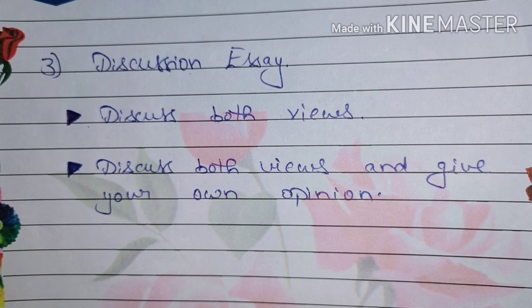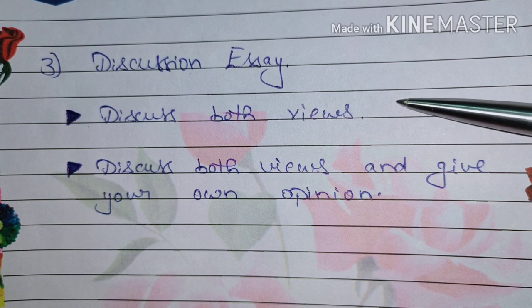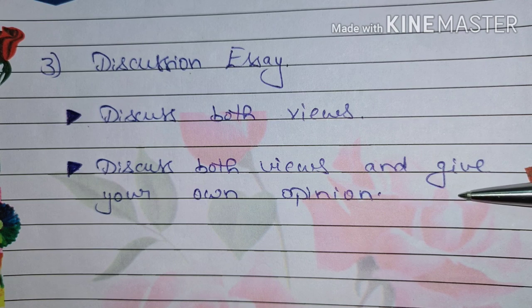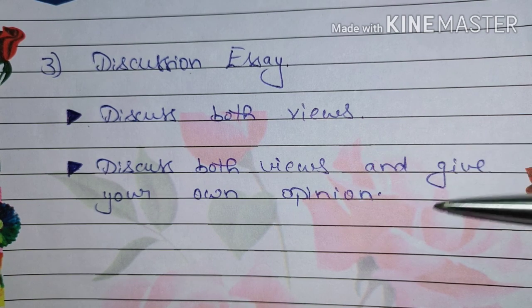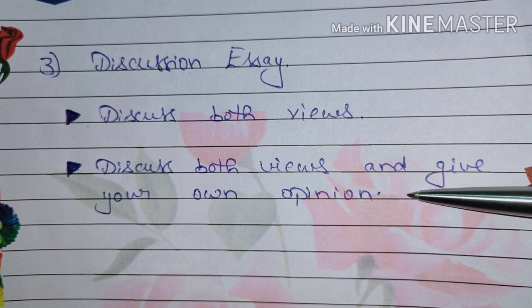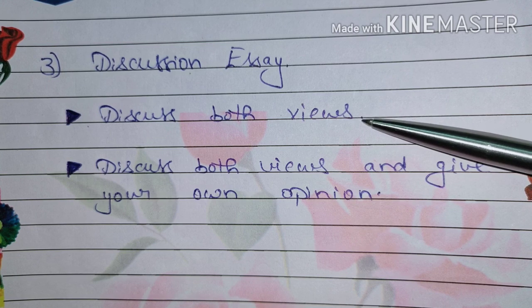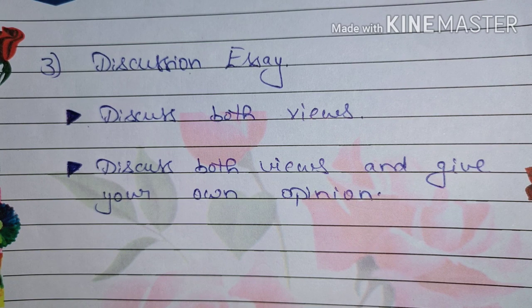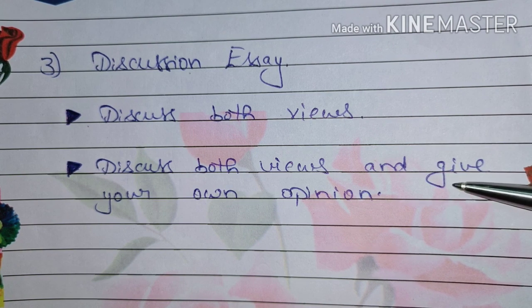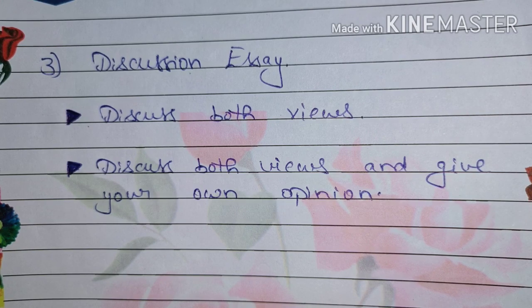Number 3 is the discussion essay. In a discussion essay, your question may ask you to discuss both views, and the second type is discuss both views and give your opinion. So in that case you have to describe what your opinion is in your own words. But in the first type you can simply write the points for both views. So here it is not necessary to give your opinion. But if your question asks you to give your opinion, then it becomes compulsory.